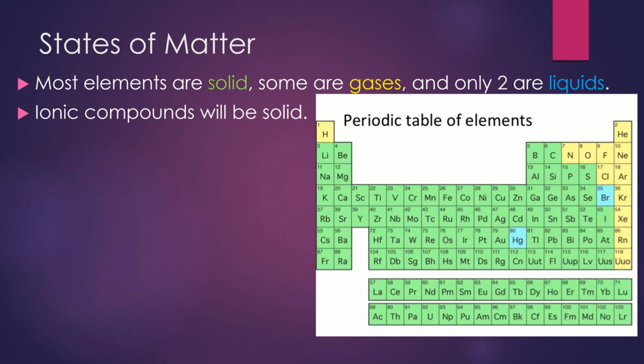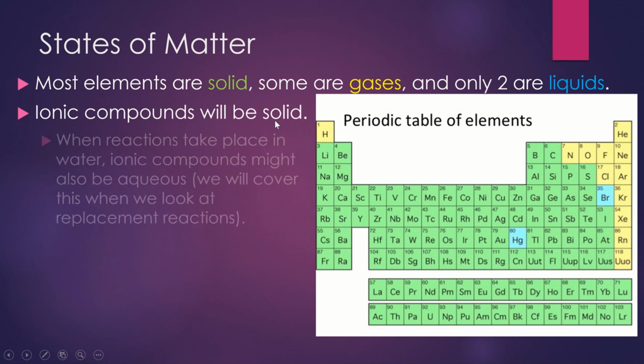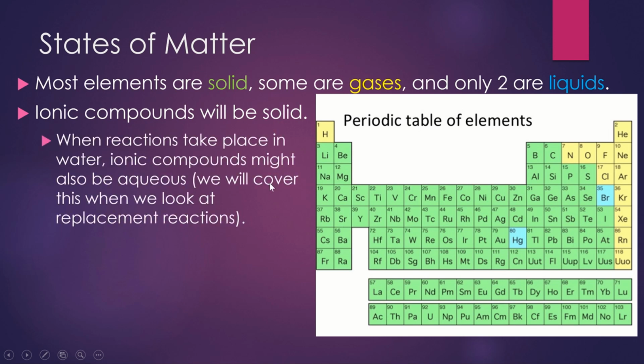When we start bonding and writing chemical reactions with bonds in them, all ionic compounds will be solid. Again, keep in mind an ionic compound has a metal from the left side of the periodic table bonded with a nonmetal on the right side of the periodic table. So whenever you have a nonmetal bonded with a metal, you're going to have a solid compound. Now and again, in a couple of slides, we'll take a look at when those ionic compounds are in water, they oftentimes dissolve and we have what's called an aqueous compound, AQ.